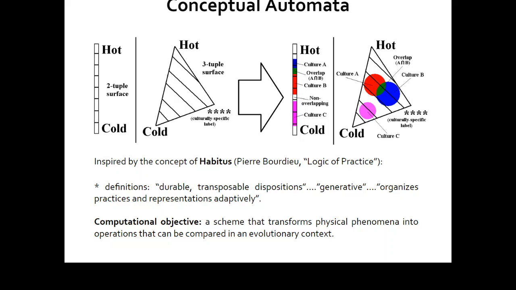But there's a more concrete computational objective, and that is that these automata are a scheme that transforms physical phenomena into operations that can be compared in an evolutionary context. So like I said, cultural attributes are evolutionary. They're not the same as biological evolution, but there is an evolutionary aspect to culture. And so this is the thing we're interested in.